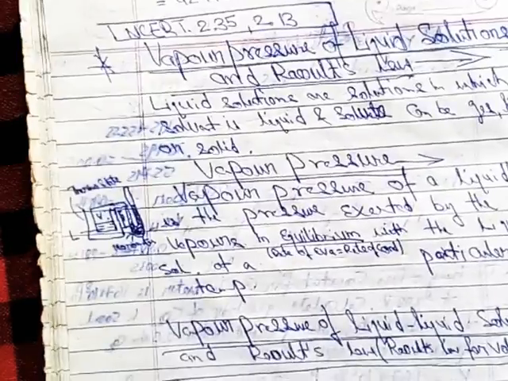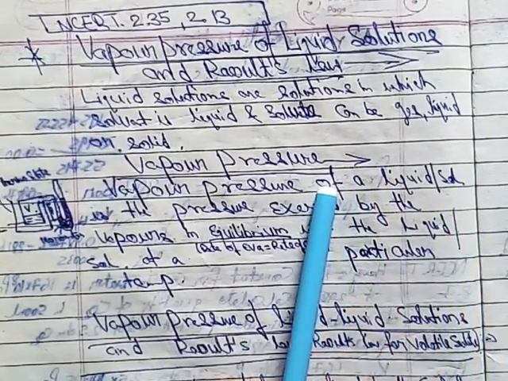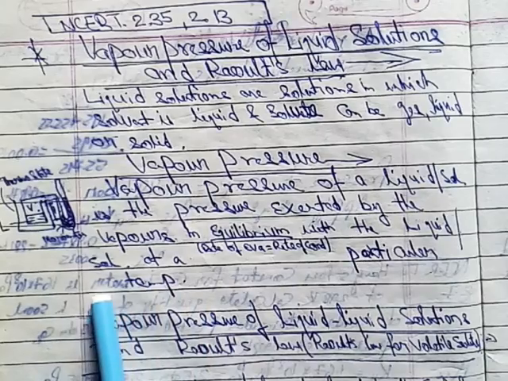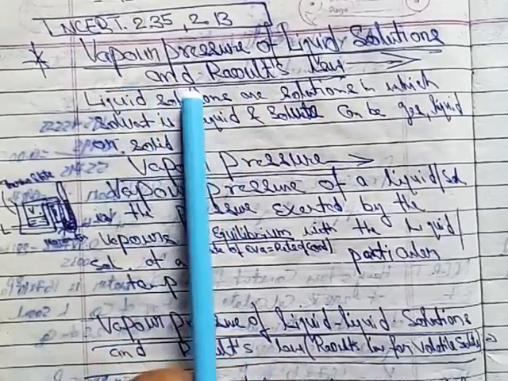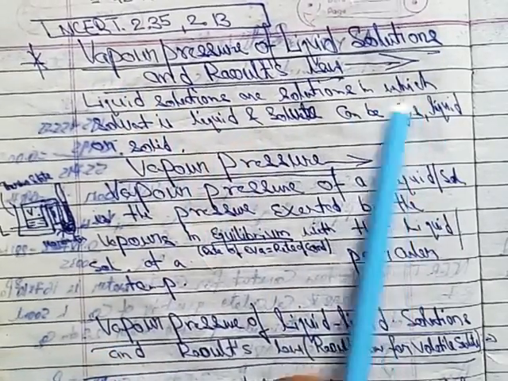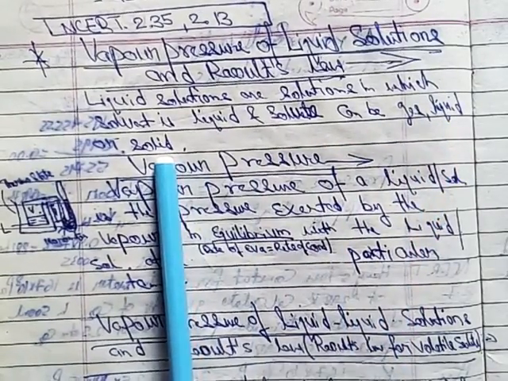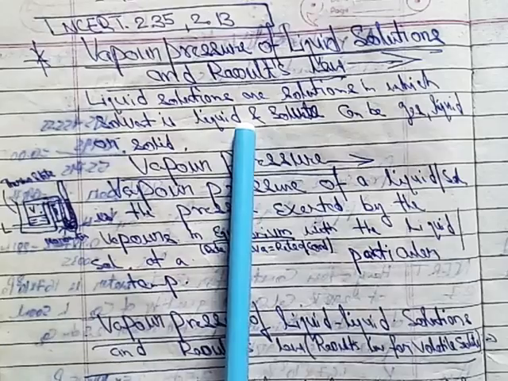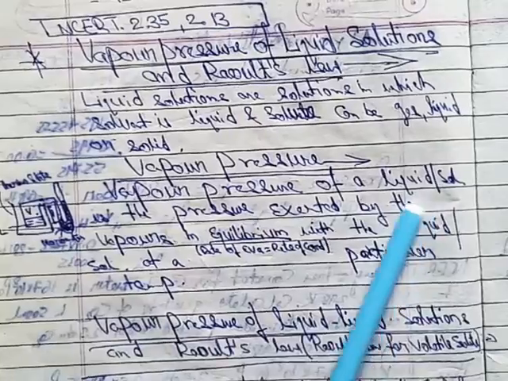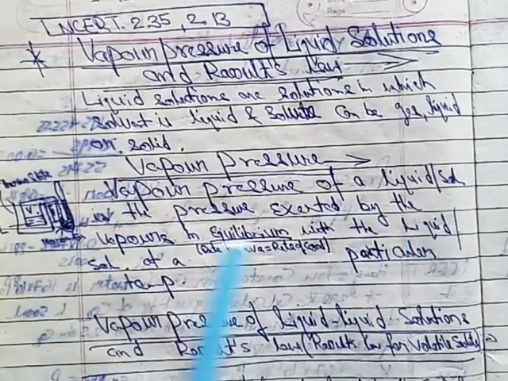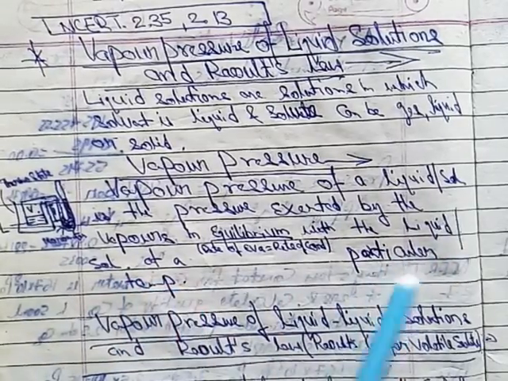So in the next topic we'll go with the vapor pressure of liquid solution, and a very important topic, that is Raoult's law. Before going to the last topic, just see the vapor pressure and its definition. Liquid solutions are solutions in which solvent is liquid and solute can be gas, liquid or solid. What is vapor pressure? Vapor pressure of a liquid is the pressure exerted by the vapors in equilibrium with the liquid solution at a particular temperature.